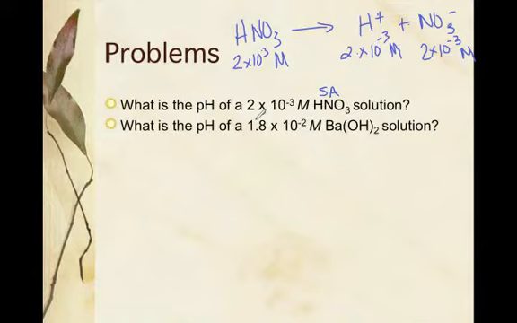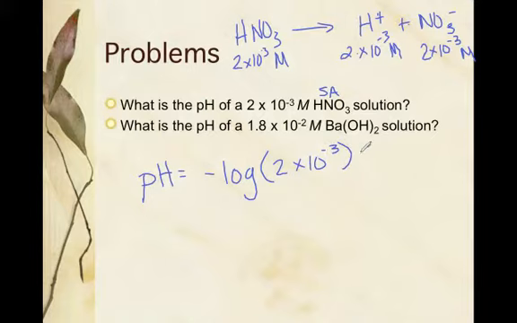So, how would I find the pH? It's the negative log of my hydroxide or hydronium concentration. So negative log of 2 times 10 to the negative third. That's like 2.70, actually 2.699. We should just have one decimal: 2.7.